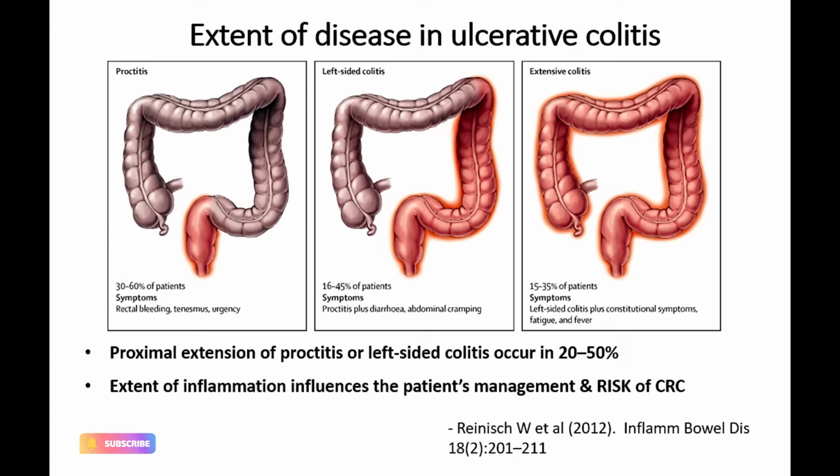Another point is that, as I have said, it is continuous, that is, it always involves the rectum first and extends proximally. So it is not possible that the rectum is normal and the patient is having ulcerative colitis of the transverse colon. It always extends from the anorectal junction proximally. It can be rectum, left-sided colon or the whole colon.